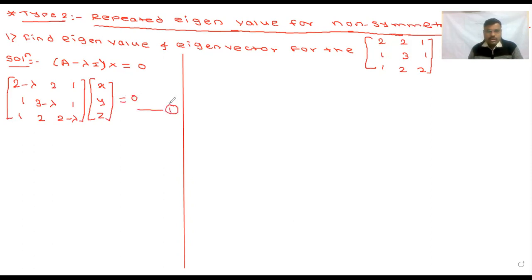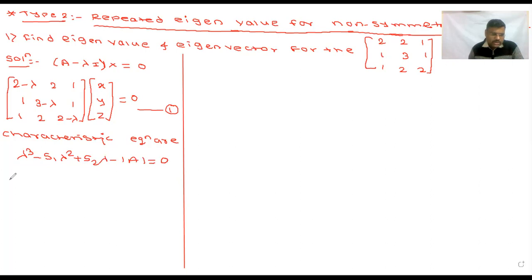Okay. Then next, what is the characteristic equation of this matrix? The characteristic equation is lambda cube minus S1 lambda square plus S2 lambda minus determinant of A equal to 0. So what is S1? What is S2? And the determinant.